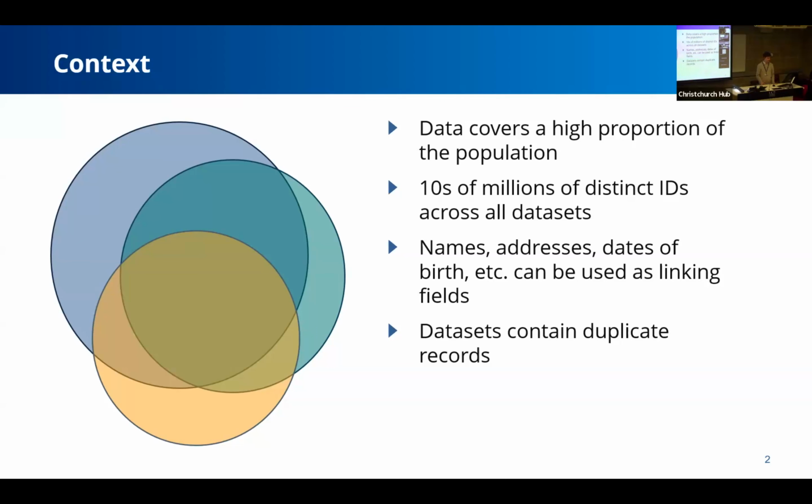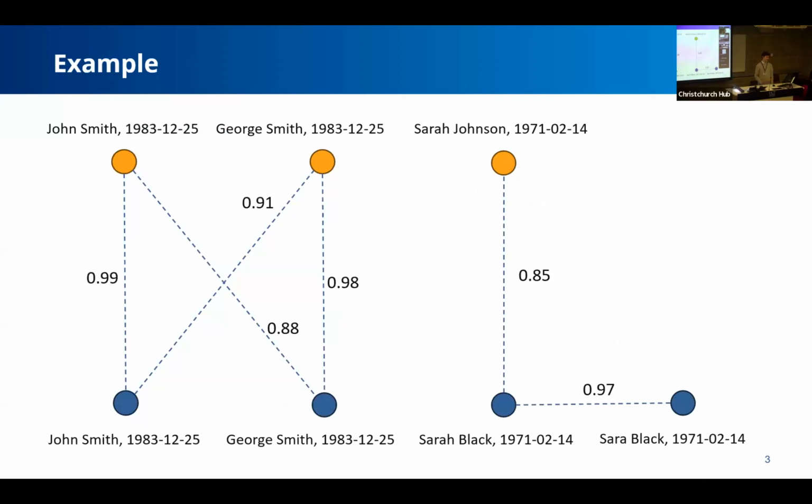Here's some brief information about the type of data we have. You can visualize this as overlapping data sets where there's not perfect overlap, but we can still link many people between them. One thing to keep in mind is that the data sets contain duplicate records. So not only do we have to find people who are the same across data sets, but also within the same data set. Here's a quick example.